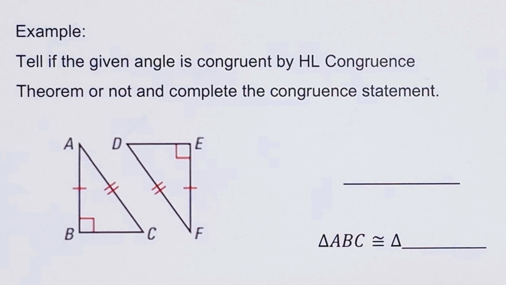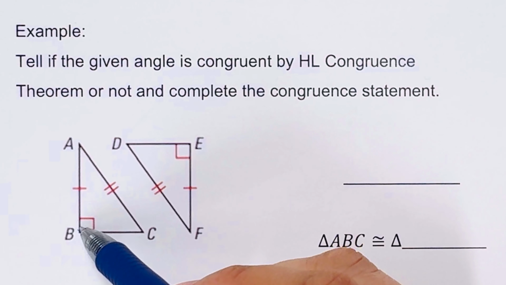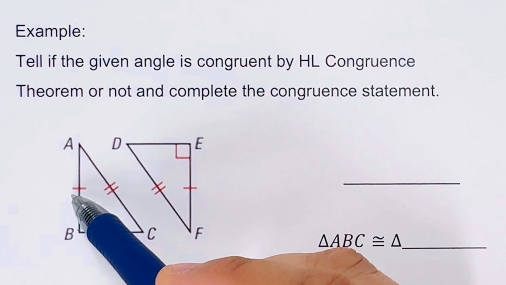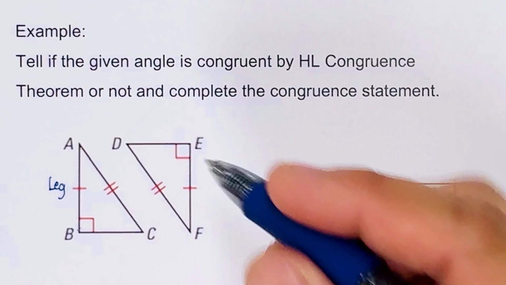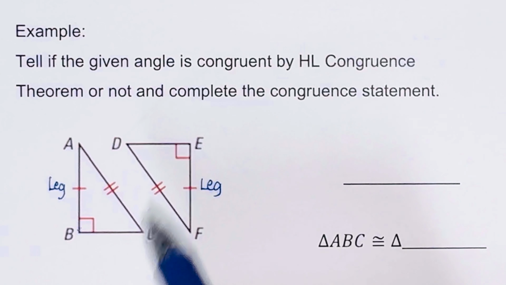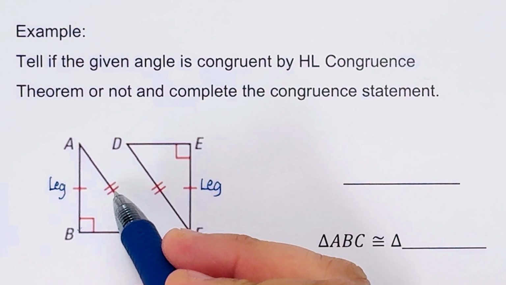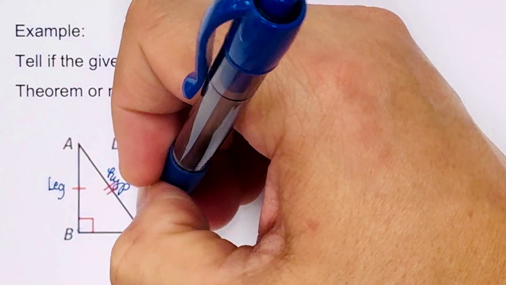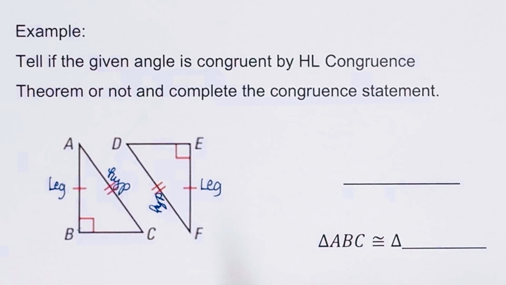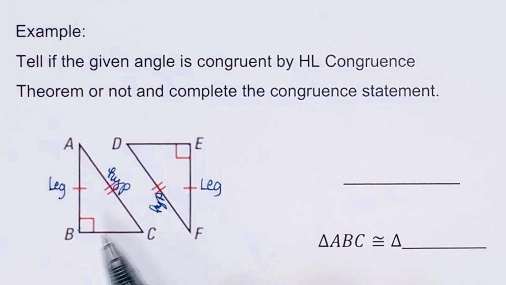Our choices here are HL or not HL. We have a label here, AB. What is this part, hypotenuse or leg, the AB? This is a leg. And this is also a leg here, EF. What about AC? That's a tick mark. What is this, leg or hypotenuse? Hypotenuse. And this one is also hypotenuse. Do we have an HL now? Yeah, hypotenuse leg. And it's a right triangle.